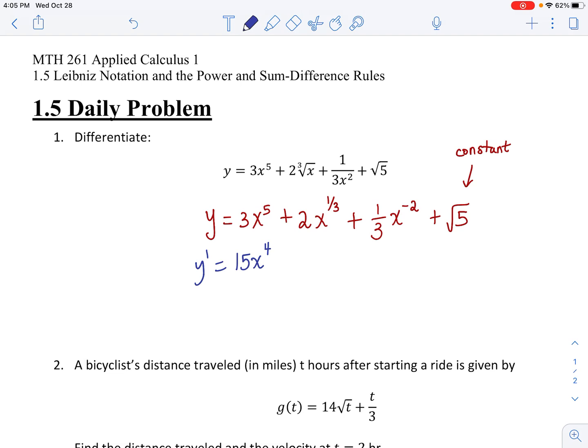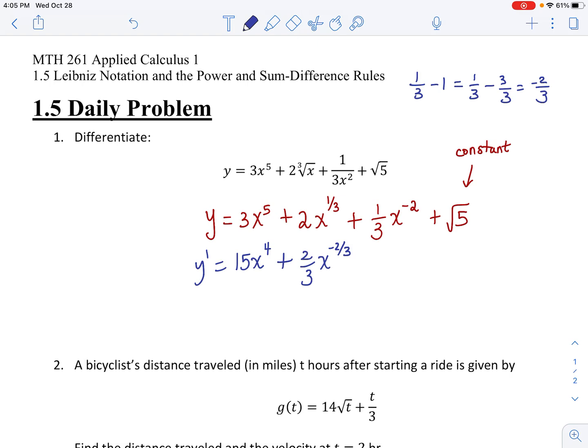So look, I did the first one. Let's do the second one. Plus, I need to bring this 1/3 down and multiply it by this 2. So 2 times 1/3 is going to be 2/3, and it's going to be x to the... Now, I need to subtract 1 from this 1/3. 1/3 minus 1 is 1/3 minus 3 over 3, which is negative 2/3. So the new power is negative 2/3.